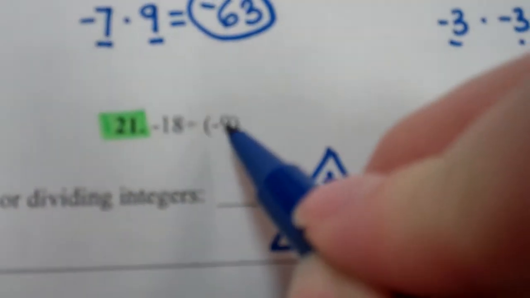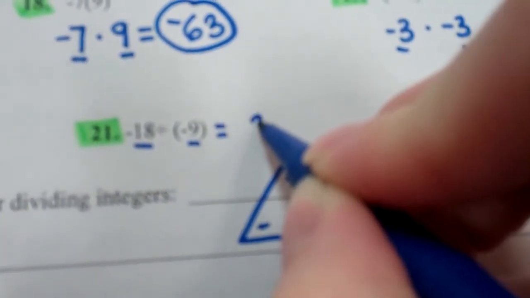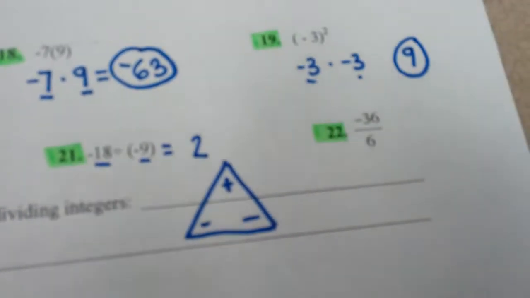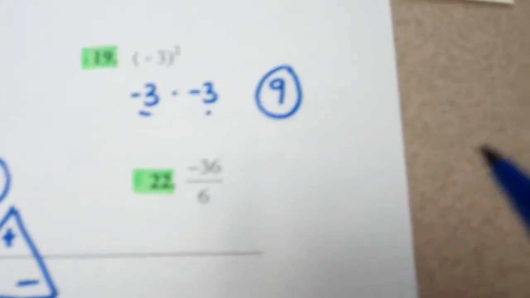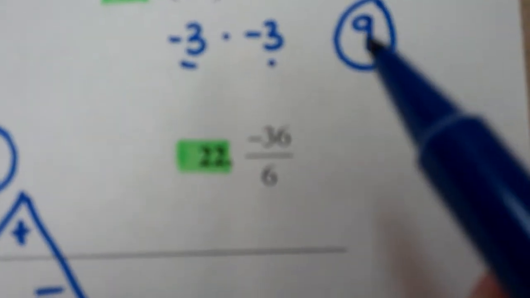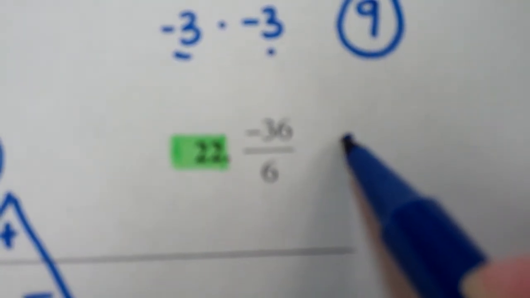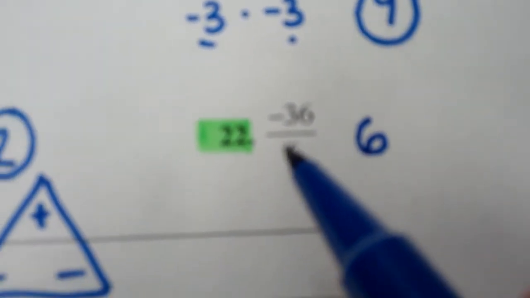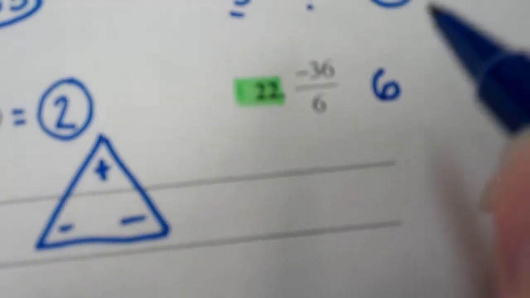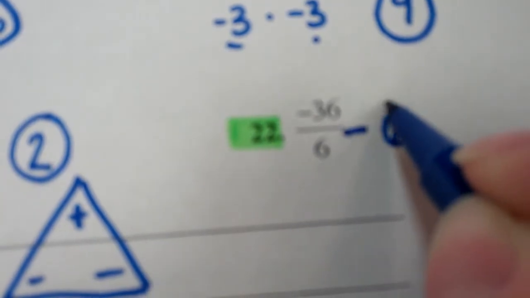apply for division. Here I have -18 divided by -9. I'm just going to take 18 divided by 9 to get 2, and if they're both negative, cover them up, it's a positive answer. This kind of looks like a fraction on number 22, and it is, but all fractions are actually division problems. So we're going to take 36 divided by 6. I get 6 as my answer. The top is negative, the bottom's positive, so I'm going to cover up my positive and negative, and my answer is negative.